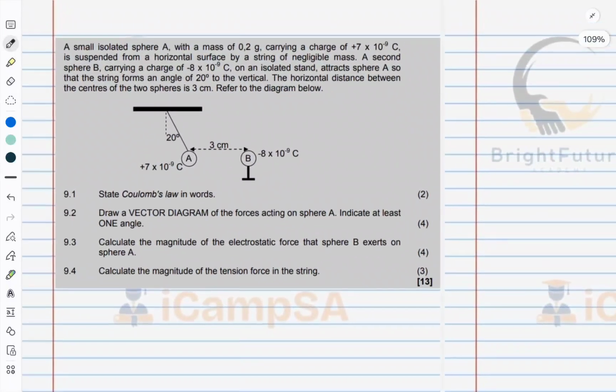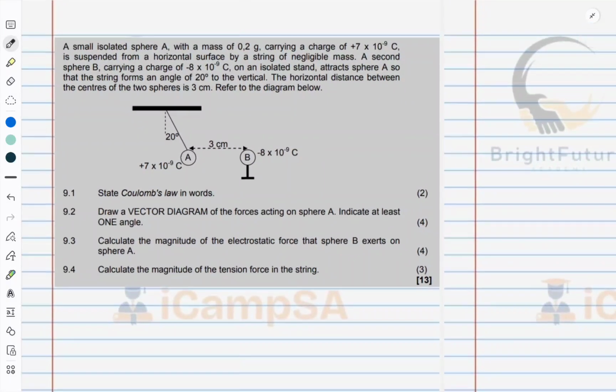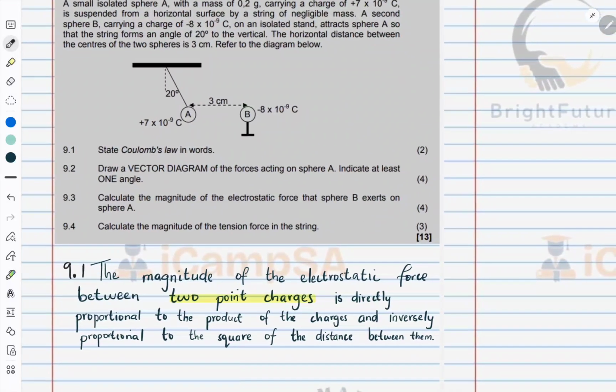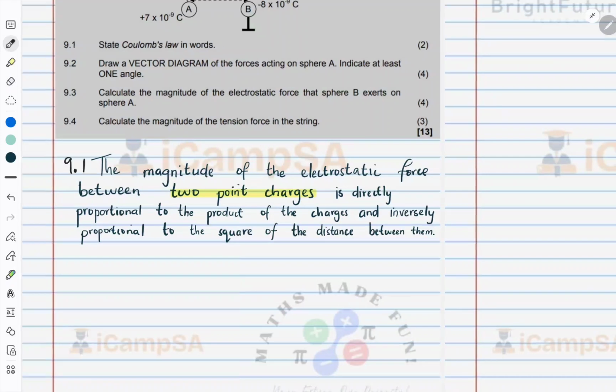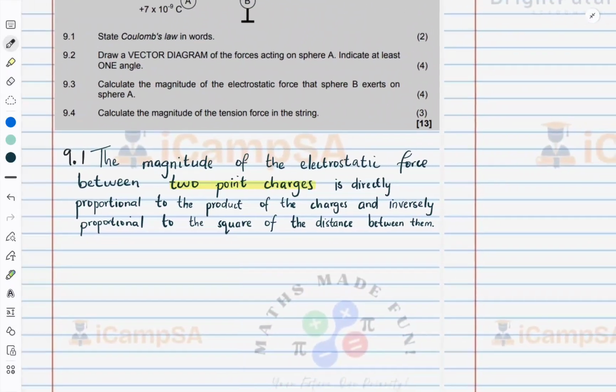We are asked to state Coulomb's law in words for 9.1. So we know that the magnitude of the electrostatic force, F, between two point charges is directly proportional to the product of their charges, Q1 Q2, but inversely proportional to the square of the distance between them. That's essentially what Coulomb's law states.